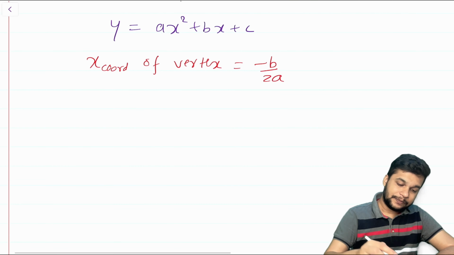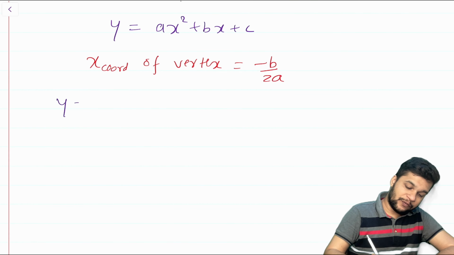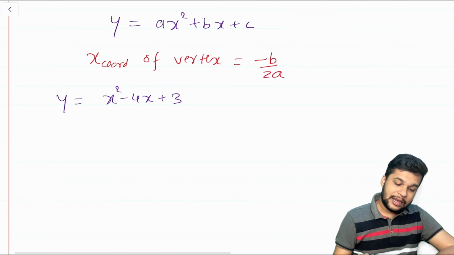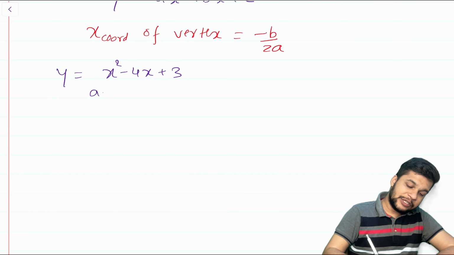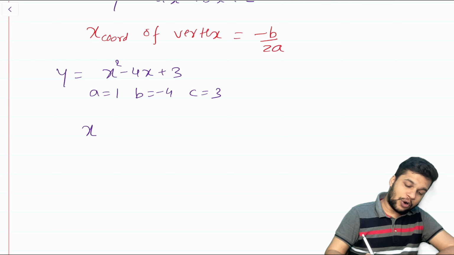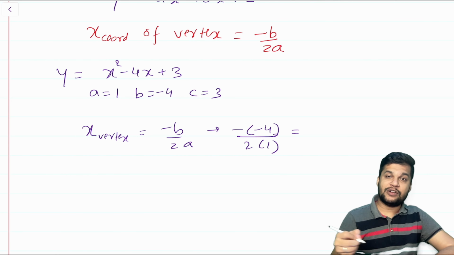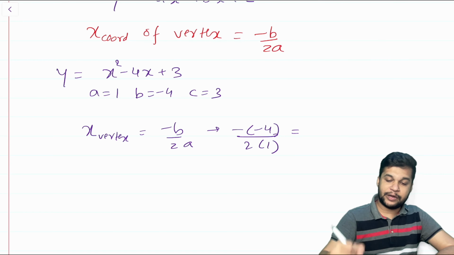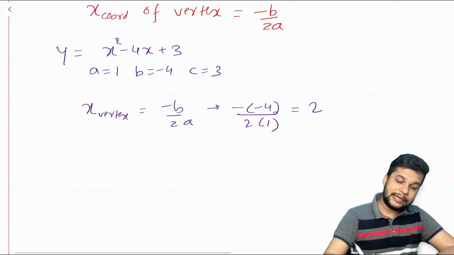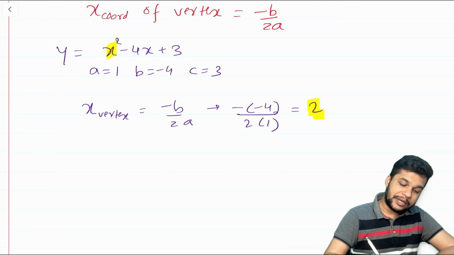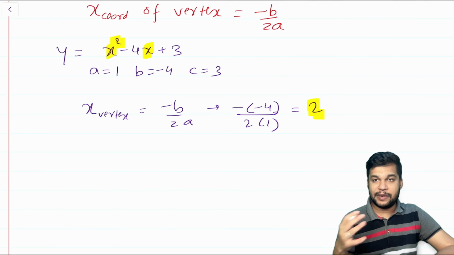Let's take an example. Let's say you have a quadratic function y equal to x² minus 4x plus 3. Now guys, a is 1 here, b is minus 4, and c is 3. So what will be the x coordinate of the vertex? It will be minus b upon 2a. So minus of minus 4 upon 2 times 1 is minus of minus 4, which is positive 4. Positive 4 divided by 2 is 2. So it is 2.